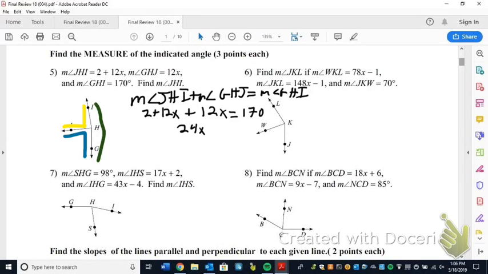We're going to go 24x. That's 12x plus 12x plus 2 equals 170. We're going to subtract 2 from both sides. We get 24x equals 168. Divide both sides by 24, and we get 7.